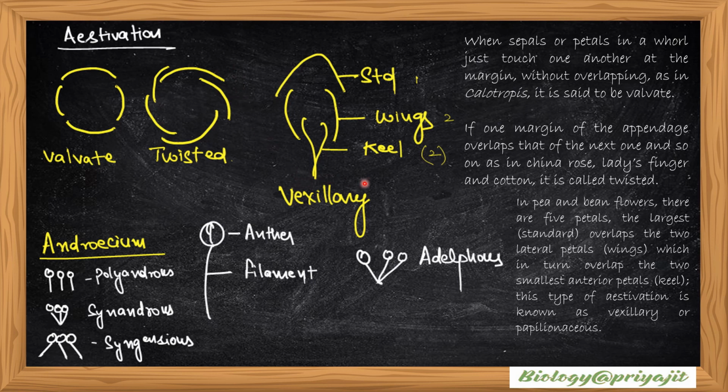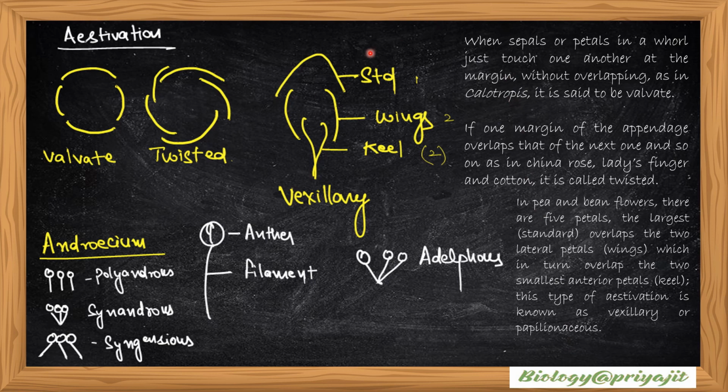And the third one is the vexillary aestivation. In pea and bean flowers, there are 5 petals: 2 keel, 2 wings, and 1 standard. The largest, the standard, overlaps the 2 lateral petals, the wings, which in turn overlap the 2 smallest anterior petals, the keel. This type of aestivation is known as vexillary or papilionaceous aestivation.